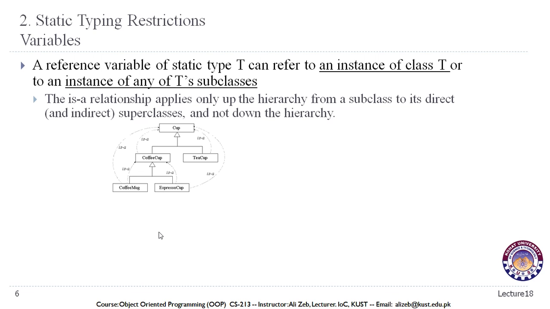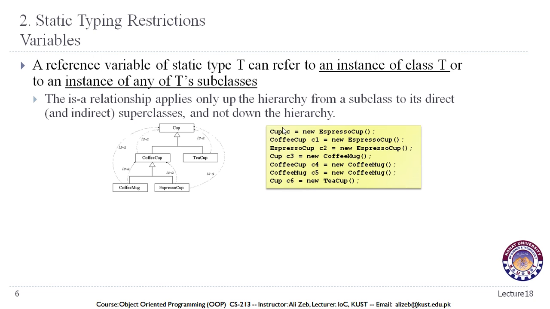So we can only say that a teacup is a cup. The relationship does not apply down the hierarchy. And we need to take care of this when we declare objects of these classes. So for example, cup C can be declared an object of the subclass espresso cup, that is at the bottom of the hierarchy. We can declare this with the reference of the superclass, that is the supermost class cup.